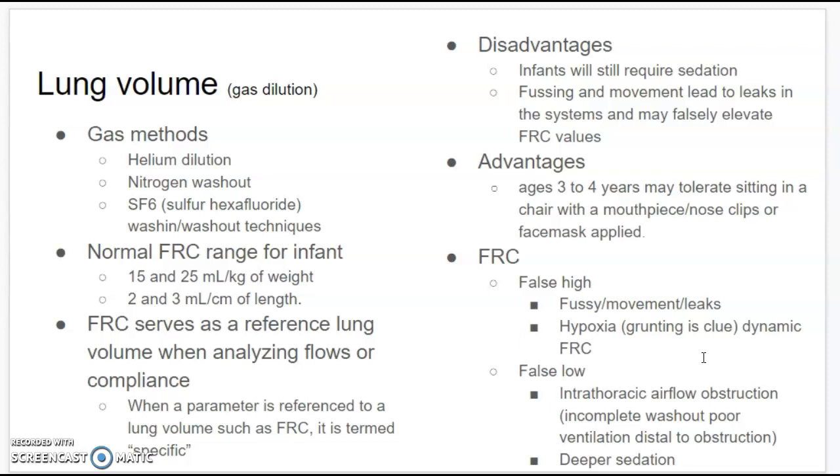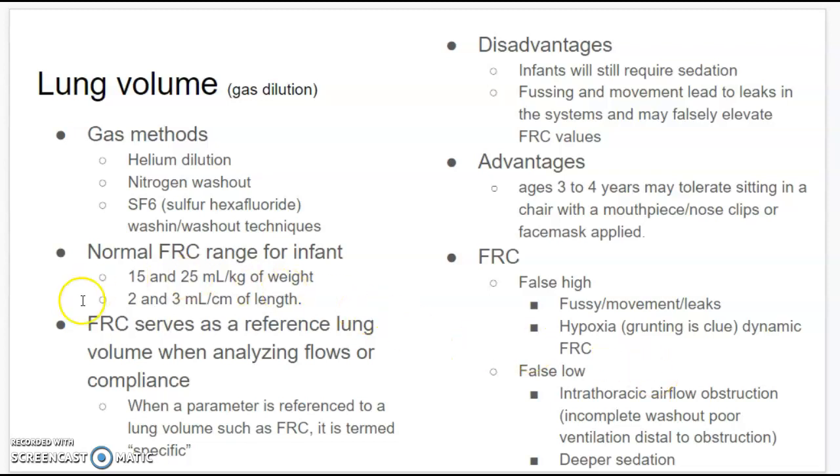Then you can also have a false low, and this is if there is airflow obstruction, so maybe there's a mucus plug or something, and the gas is not going to be able to wash out distal to that obstruction. Or if they're in super deep sedation, they're going to breathe more shallow.